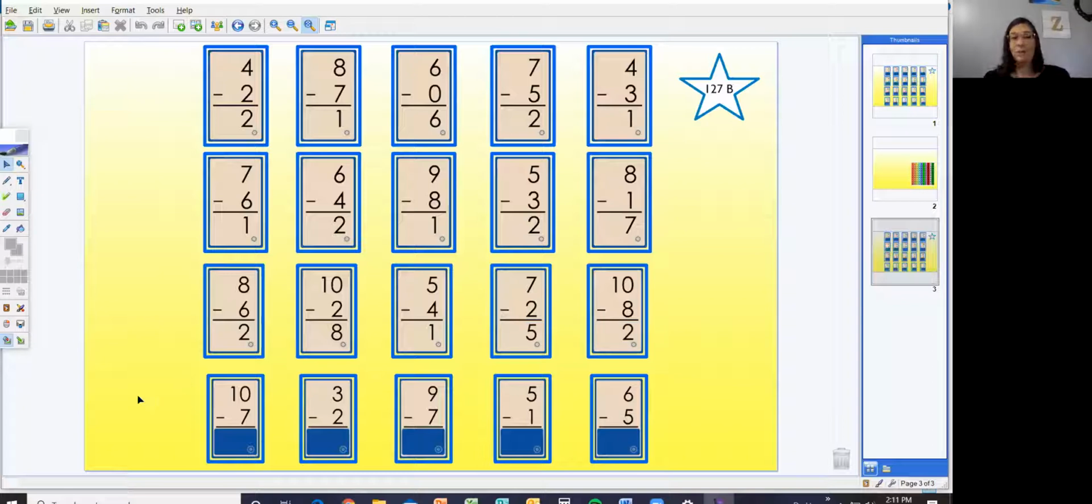And then we have one more. 10 minus 7 equals 3, 3 minus 2 equals 1, 9 minus 7 equals 2, 5 minus 1 equals 4, 6 minus 5 equals 1. Okay, that's all of that page. I'm going to show you what else we have to do for work today.